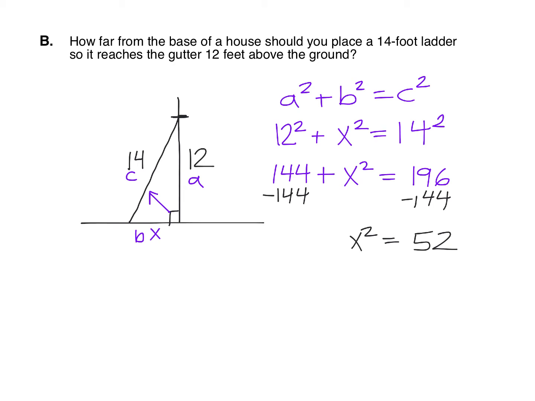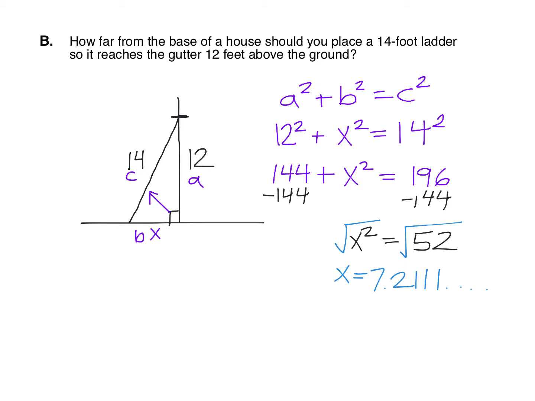Now we do not need to worry about reducing the radical. We want our answer to be rounded to the tenths place. So I'm just going to type the square root of 52 into my calculator. And when I do that, I get 7.2111, and it just keeps going after that.